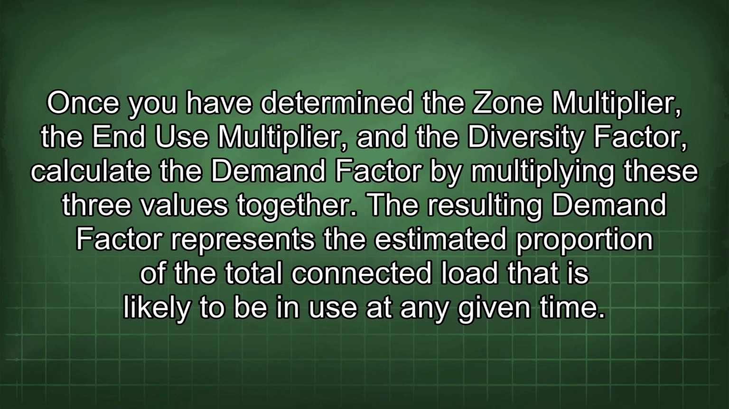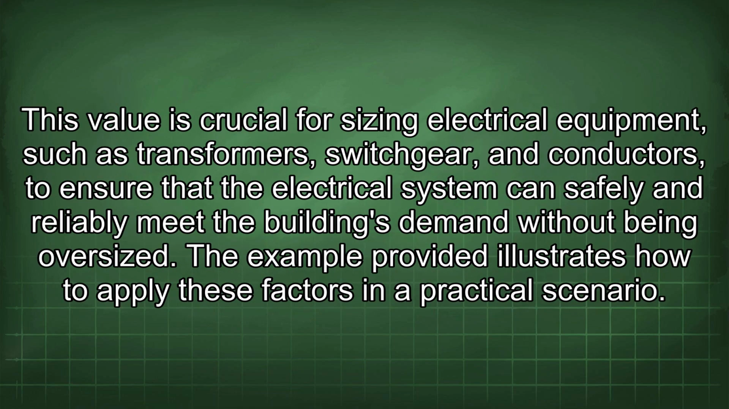Once you have determined the zone multiplier, the end-use multiplier, and the diversity factor, calculate the demand factor by multiplying these three values together. The resulting demand factor represents the estimated proportion of the total connected load that is likely to be in use at any given time. This value is crucial for sizing electrical equipment such as transformers, switchgear, and conductors to ensure that the electrical system can safely and reliably meet the building's demand without being oversized.